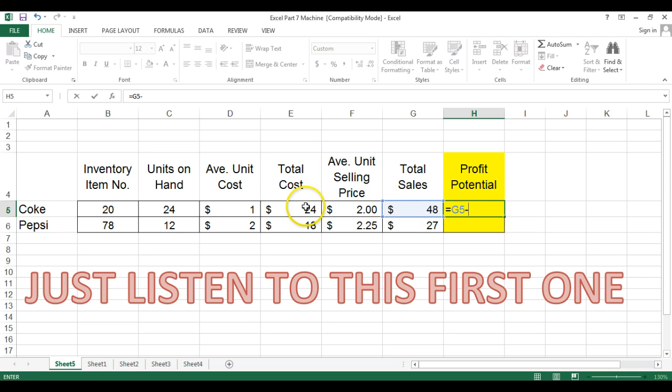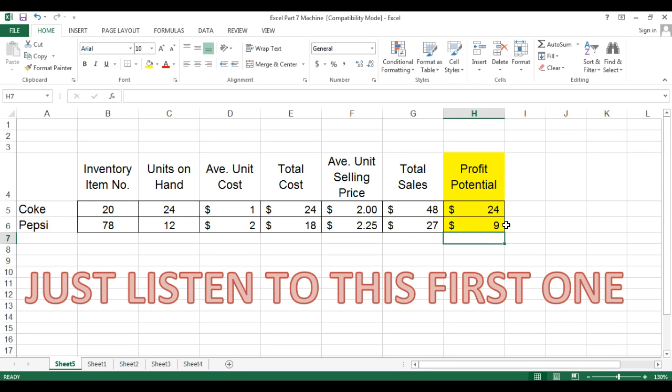So we're subtracting the total cost out of total sales. So we come up with 24. Okay, then again, we start with the neighbor, which is that total sales, and we're going to minus that total cost. So technically, we only made a profit potential for selling all the Coca-Cola of $24 and $9 for the Pepsi.